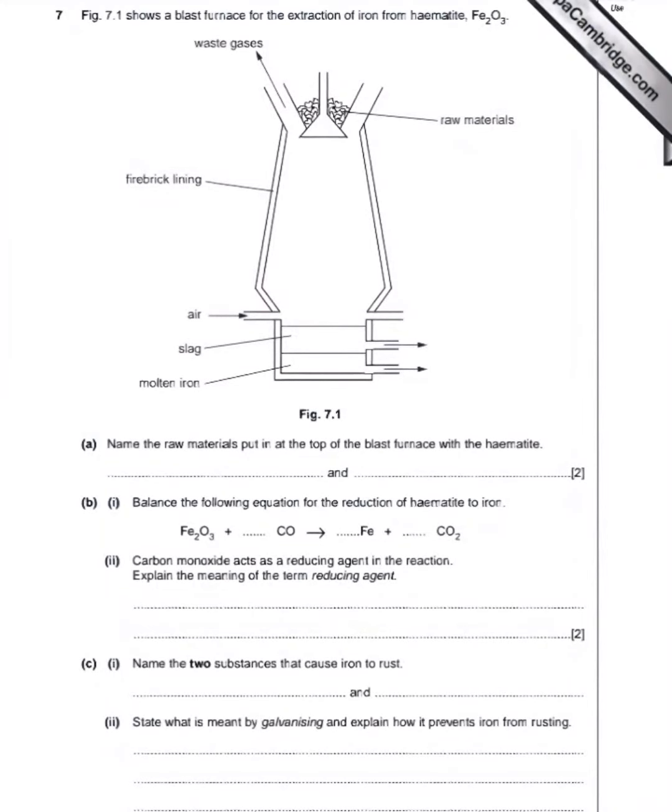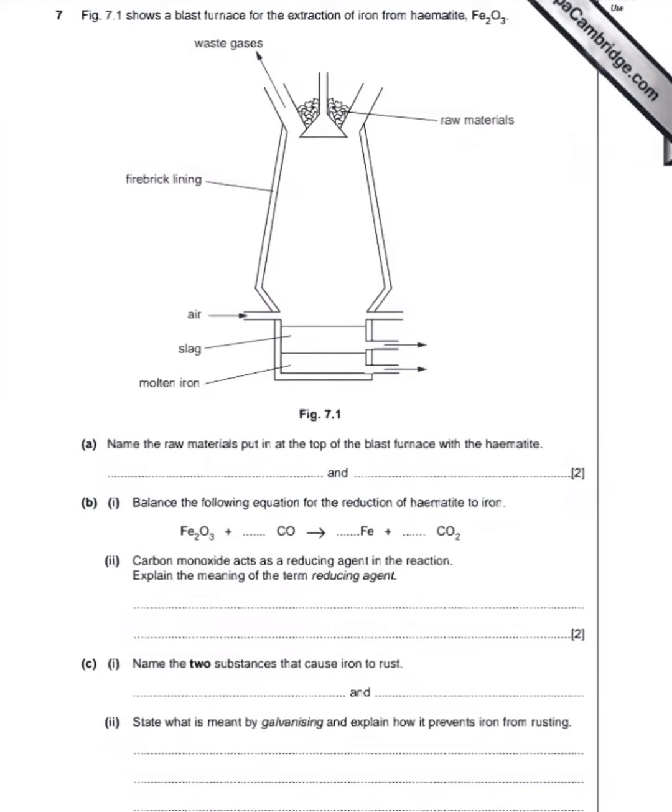Alright, so this is science paper 2, division under the extraction of iron. The question says figure 7.1 shows a blast furnace for the extraction of iron from haematite, which is iron(III) oxide. In an exam, they can give you a word equation. They are going to put haematite plus carbon monoxide, then what is going to be produced? Iron plus carbon dioxide. Then they are going to tell you to write a chemical equation. So just know that haematite is iron(III) oxide.